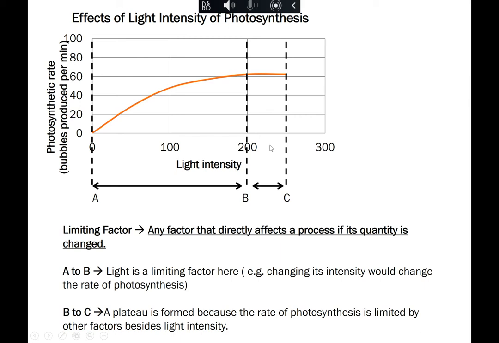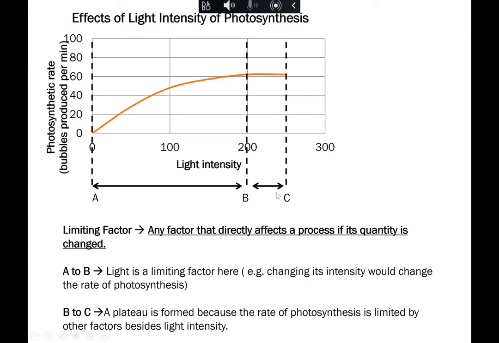So in this case, from point B onwards, light is no longer a limiting factor. It must be something else. All right, to repeat, from point A to point B, light is a limiting factor, which means that it actually affects a process. If I increase the light intensity, the rate of photosynthesis will increase. So this is what we mean by limiting factor: any factor that directly affects a process. If I increase the light intensity, the rate of photosynthesis will increase.